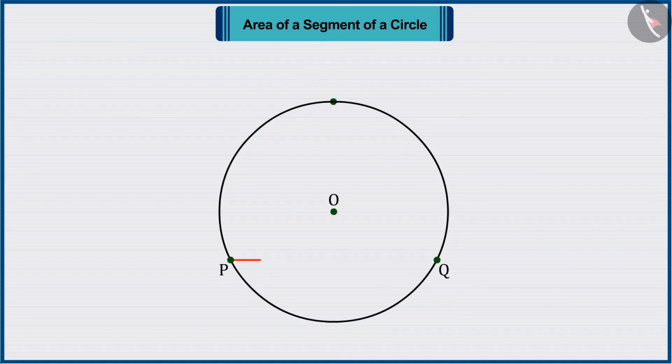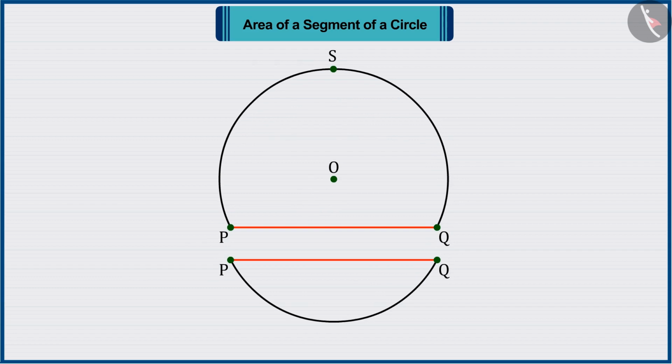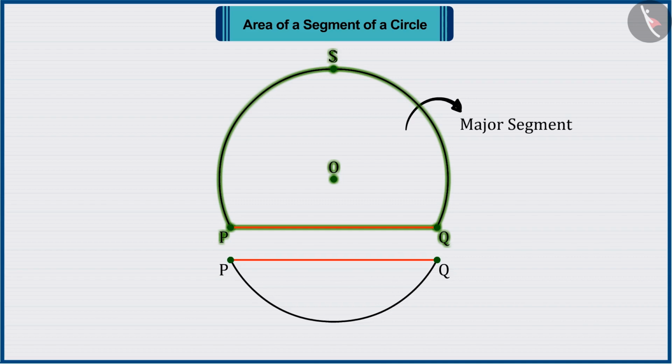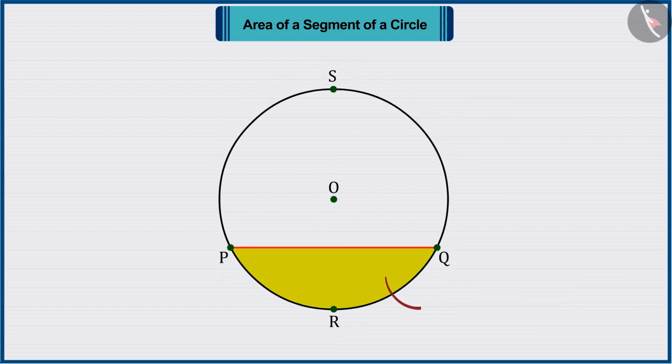As you know, a chord divides the circle into two parts, in which one part is bigger and the other is smaller. The larger part PSQ is called the major segment, and the smaller part PRQ is called the minor segment. Come, let's find the area of the minor segment PRQ.